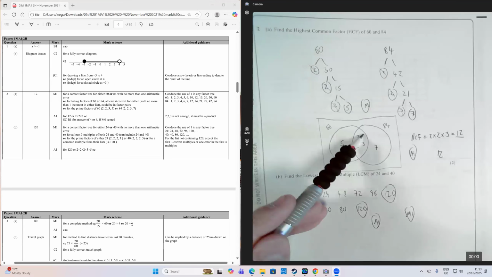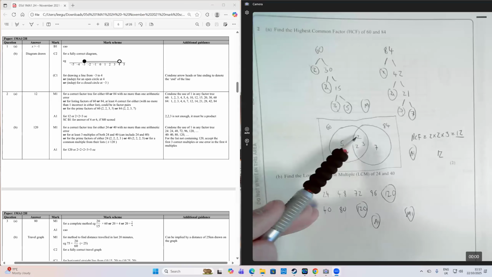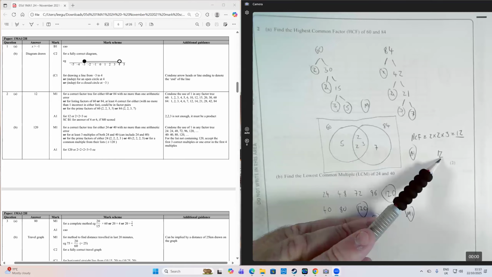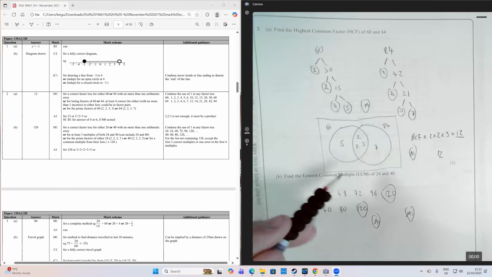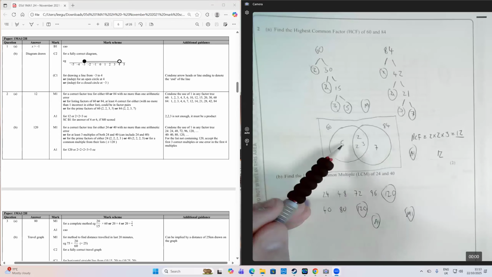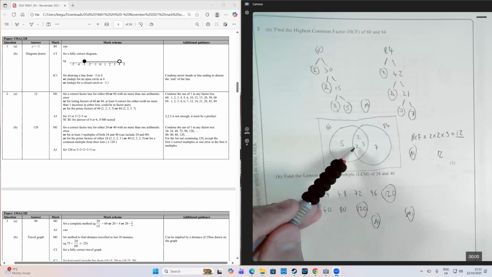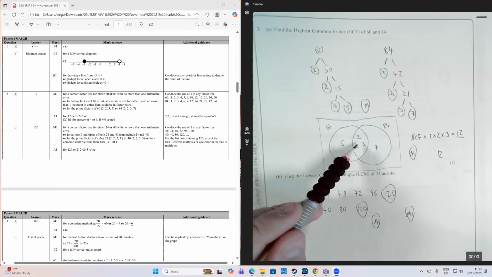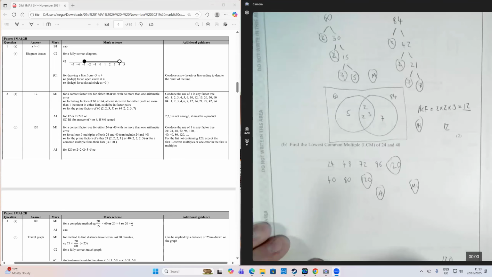Now, the highest common factor is going to be given by 2 times 2 times 3. So in this case, it is 12. And although it doesn't ask it here, if we had to work out the lowest common multiple, the lowest common multiple would be given by 5 times 2 times 2 times 3 times 7. So that's how you'd work out the lowest common multiple, the LCM. But the highest common factor is just these numbers in the middle multiplied together, which is 12.